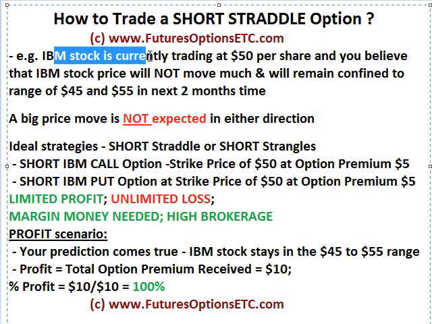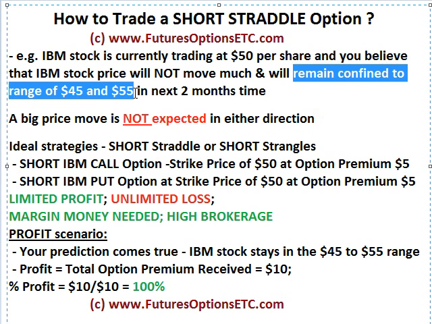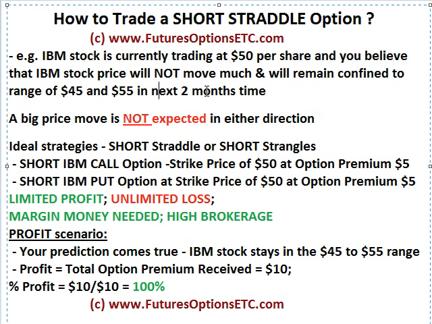So say IBM is currently trading at $50 per share, and you believe that this price movement will not be much and it will remain confined to a range of $45 to $55 in the next 2 months time. So we'll go for a short straddle in this case. You can also trade a short strangle, but that is covered in a different video tutorial.